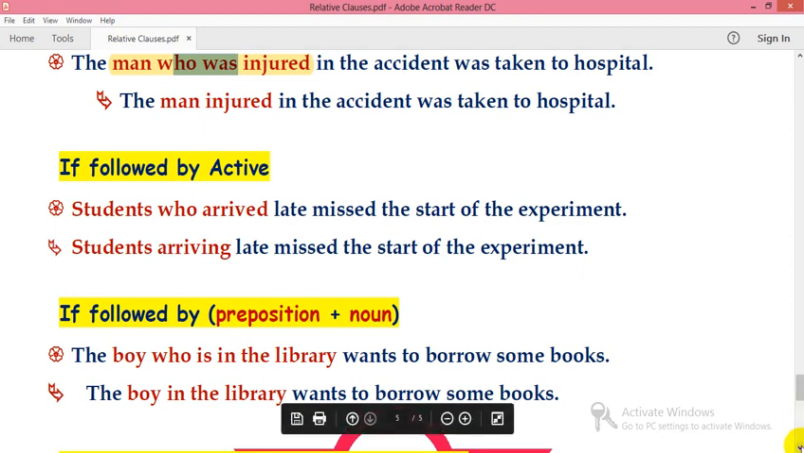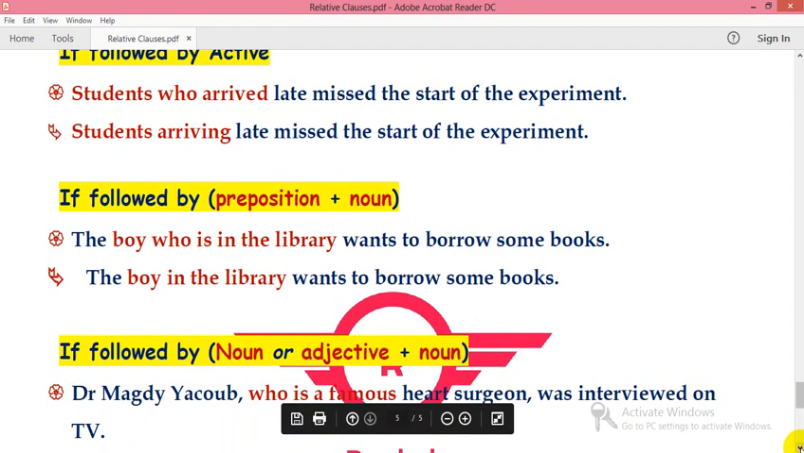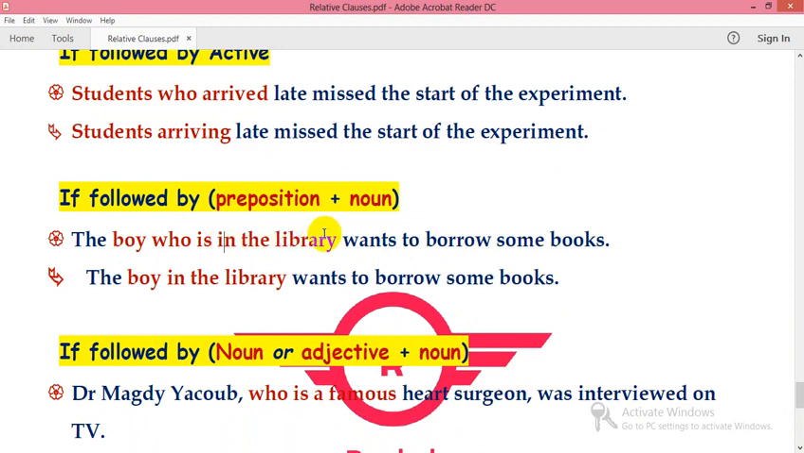Well, if I have a preposition and a noun, for example when I say the boy who is in the library wants to borrow some books. Here I have the preposition in, then the library, a noun. We drop the relative pronoun and the verb to be entirely, and start with the preposition. The boy in the library wants to borrow some books.